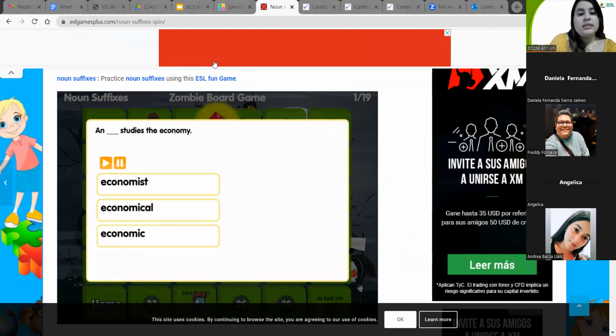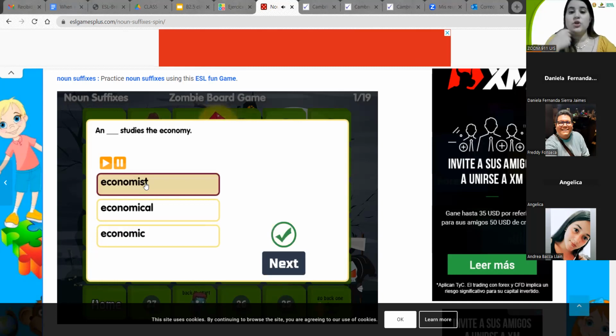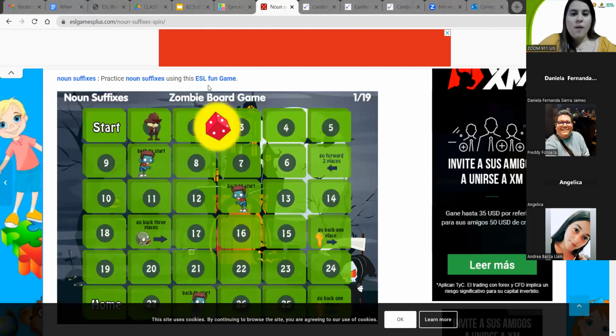So an economist, an economical, or an economic studies the economy. So what is the noun for that word? So economist, economical, or economic, okay? So I want you to choose the correct answer or the answer that you think is correct. For example, this is the correct answer. So you're going to click, it's going to show you if it is right or wrong. And then if it is right, you can move forward. And then you click on the dice again. And that's what I want you to do, to play the game.